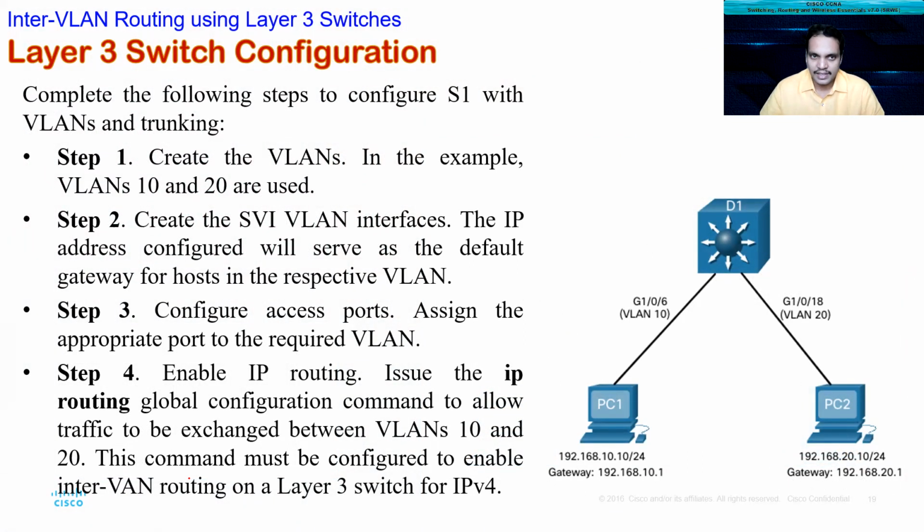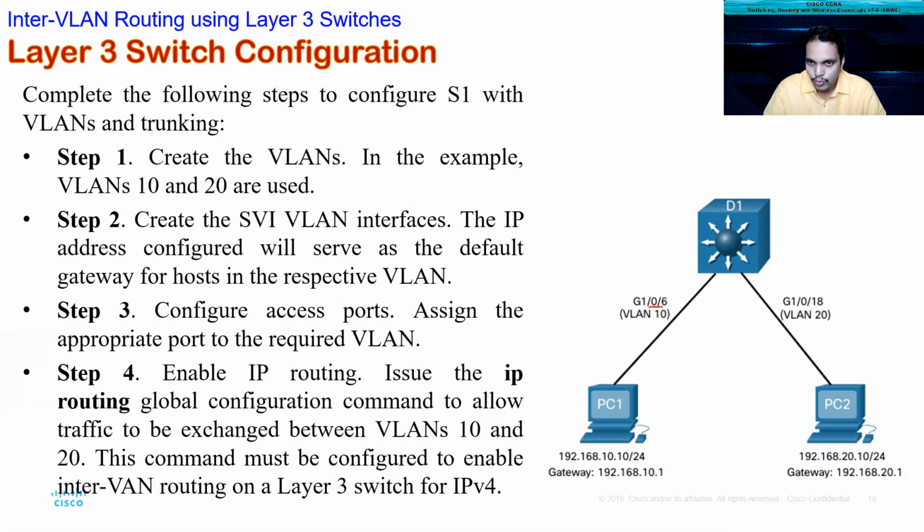First step is you need to create the VLANs. It is the same command, VLAN 10 name, VLAN 20 name. And step 2 is you need to create the SVIs, the VLAN interfaces. For each one of the VLANs that the switch needs to support, one SVI should be created, and the IP address assigned to each one of these SVIs will serve as a default gateway for hosts belonging to the VLAN. Now, if I create one SVI for VLAN 10, that IP address assigned to the SVI will be the default gateway for PC1 or any other devices that are connected to VLAN 10. And then you have to assign the ports.